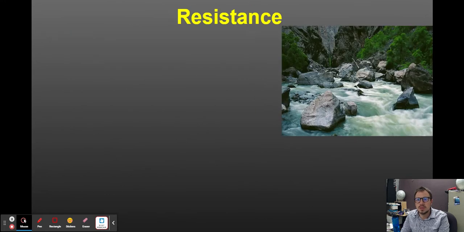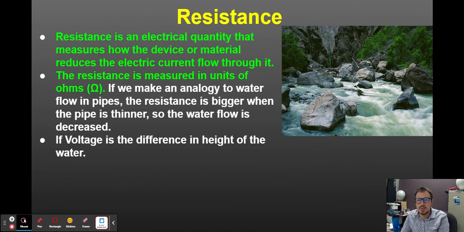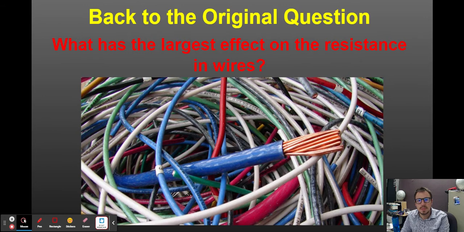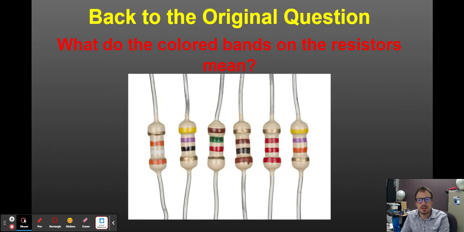All right, so let's review. Resistance is an electrical quantity that measures how the device material reduces the electric current flow through it. So we measure that in ohms. I always compare it to water flow. Like in a river, the larger the rocks, the more resistance for that current. Well, what has the largest effect on resistance in wires? That's when we did the resistance is futile lab, and we measured the resistance in different wires.